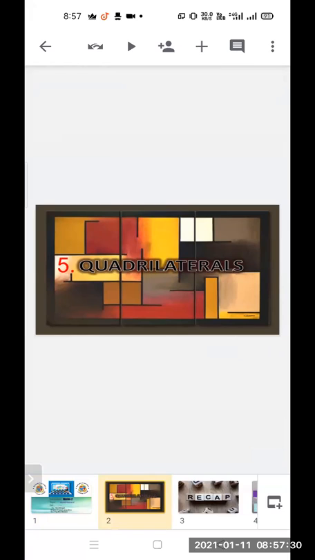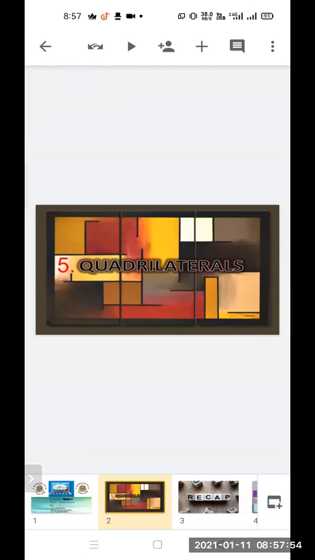In the first 2 day lectures of our revision, children, we have discussed Chapter 5, that is quadrilateral. Also we have discussed the basic definition of quadrilateral. Also we have discussed what are the different types of quadrilateral. So we have discussed what is the basic definition of quadrilateral.